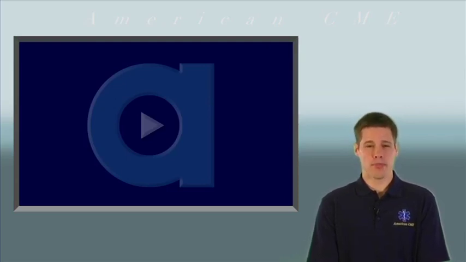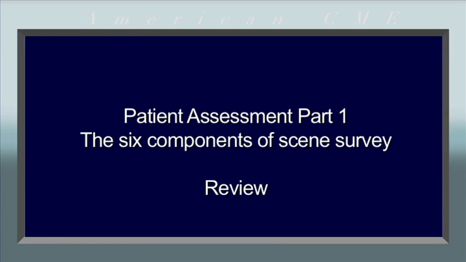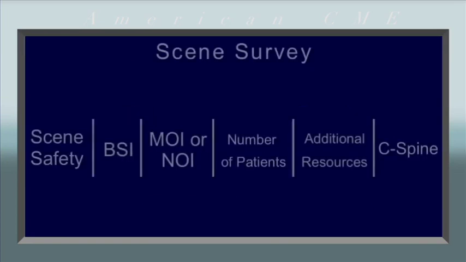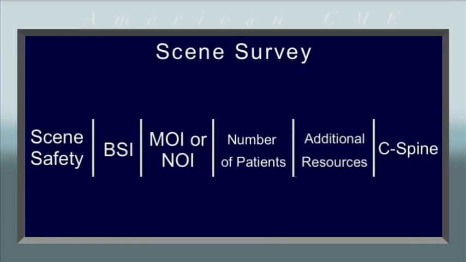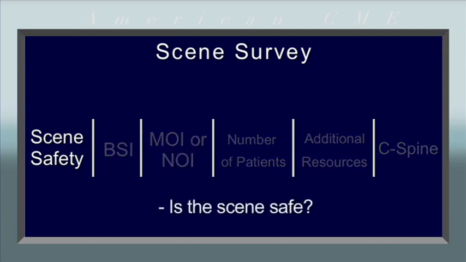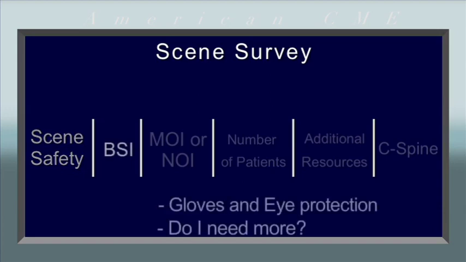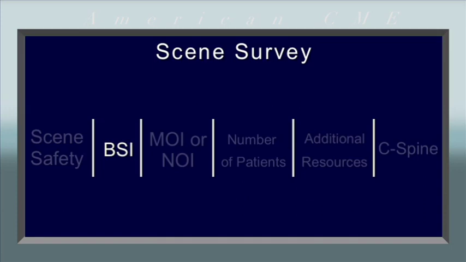Let's quickly recap. Scene survey is made up of 6 areas of consideration. These 6 considerations come together to complete a scene survey. When conducting your scene survey, first, make sure your scene is safe and secure for both you and your patient. Once the scene is safe, put on the necessary BSI according to the level of protection needed to keep you out of contact with the patient's bodily fluids.